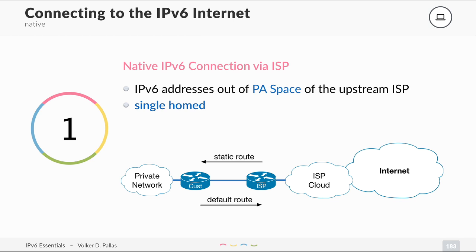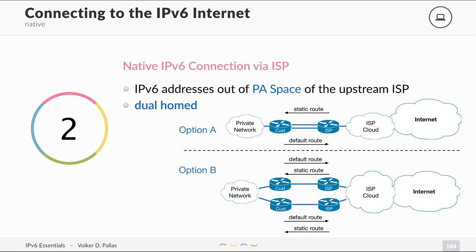You have an IPv6 address or prefix. You're single-homed, which means you have only one internet connection. In this case, you have your private network and you have a default route to the ISP. The ISP has a static route towards your network back to you. This is the easiest setup, and this is the first native connection.